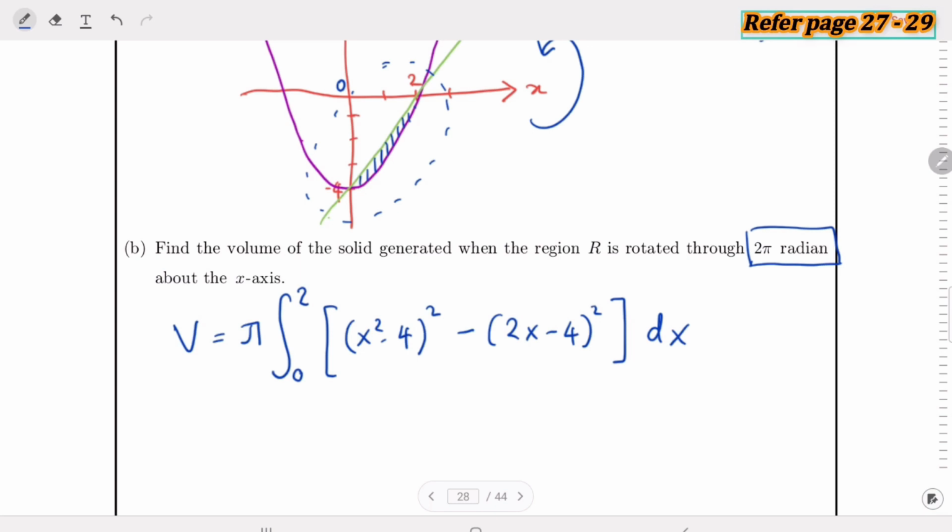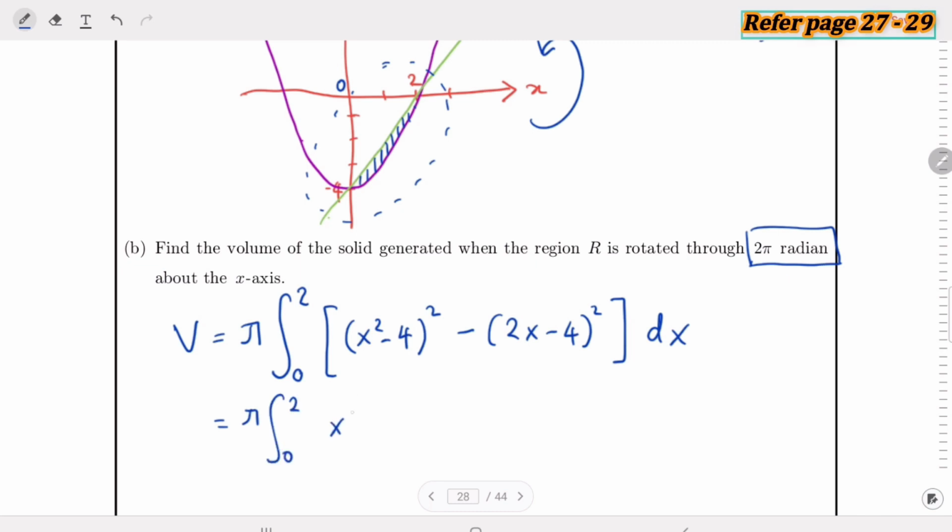Okay, so you must do it correctly, because when you're wrong on this first step, then the rest will be wrong. So please be careful about the formula. Now, first thing first, as usual, we're going to simplify the function before we integrate.